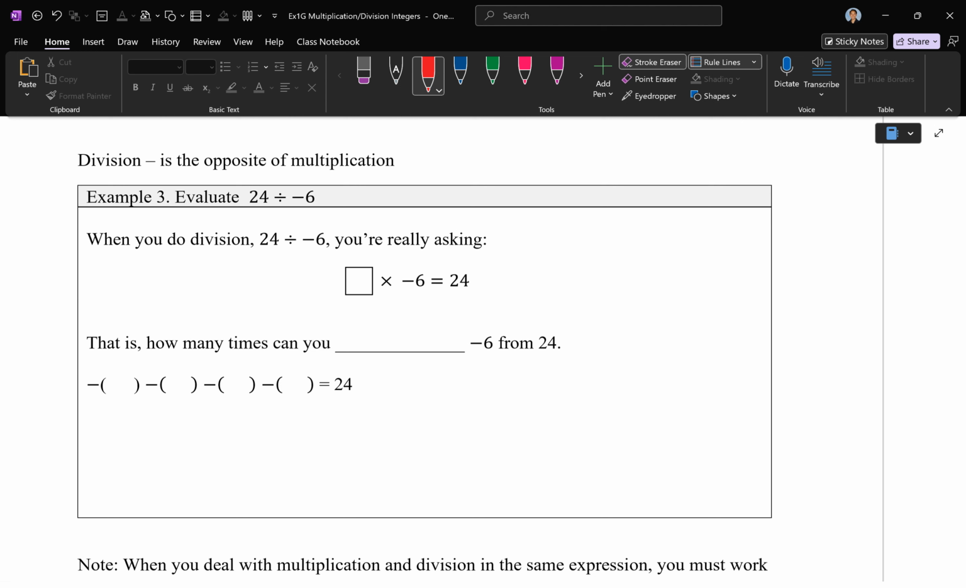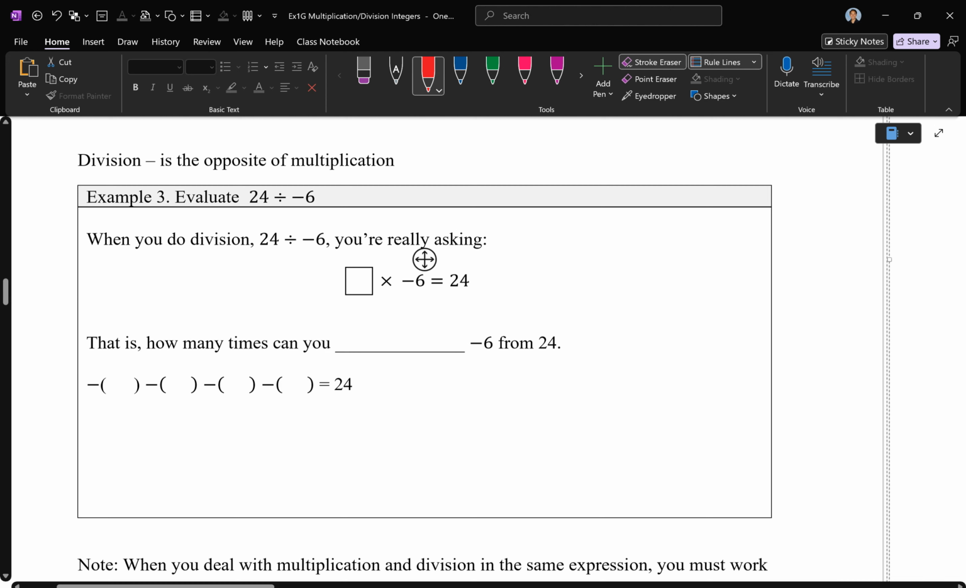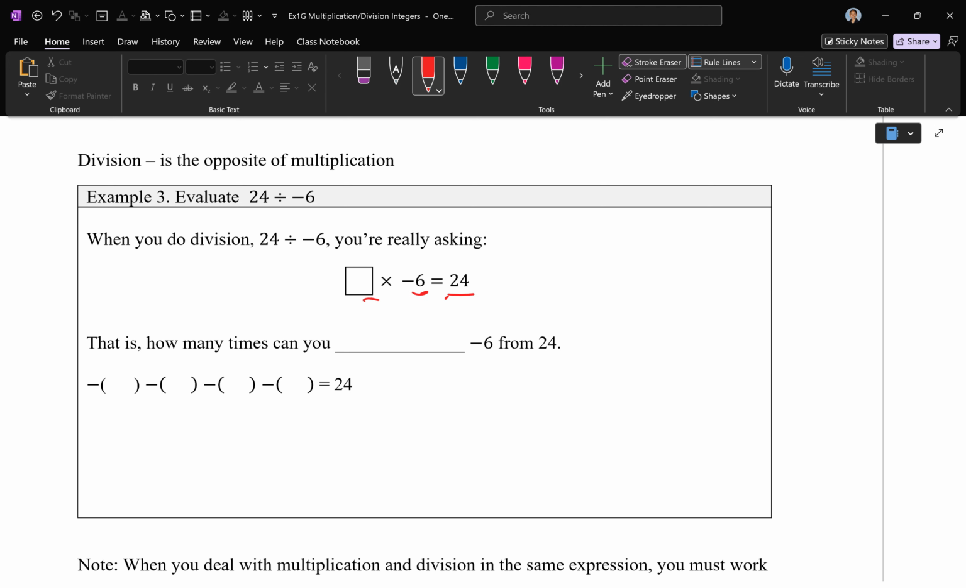Example 3. So when you're evaluating division now, 24 divided by -6. Same concept. If you know your times tables, then you know your division. You're essentially saying something times -6 will give you 24. So when you say 24 divided by -6, you're trying to figure out what would I multiply to -6 to give you 24. Now, forget about the signs for now. What times 6 gives you 24?